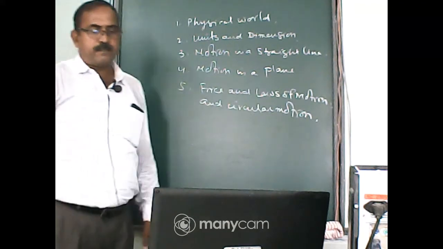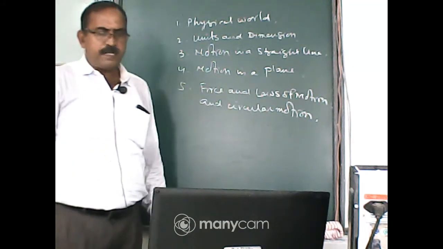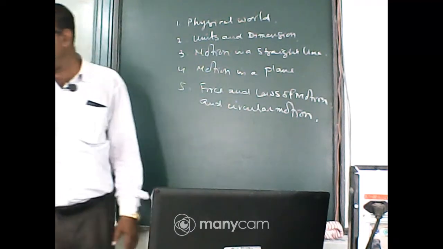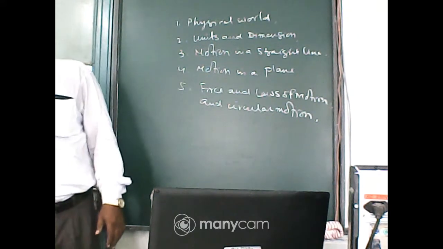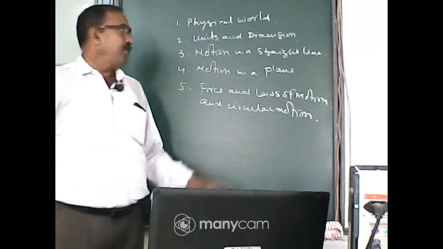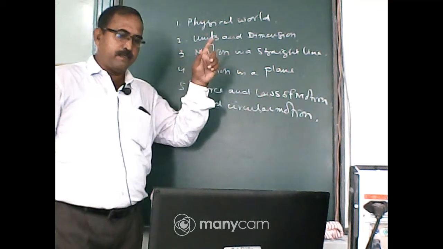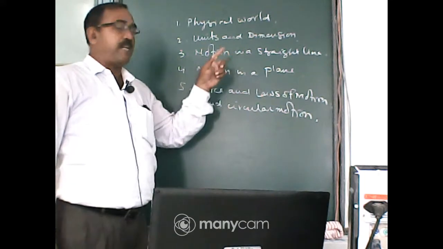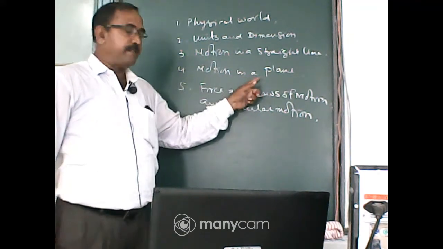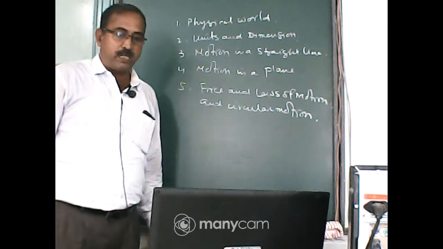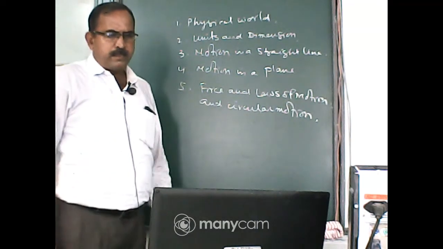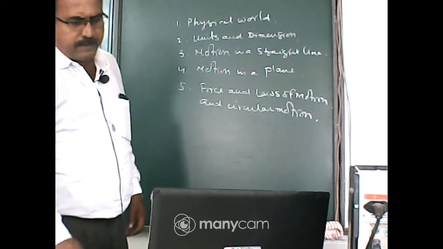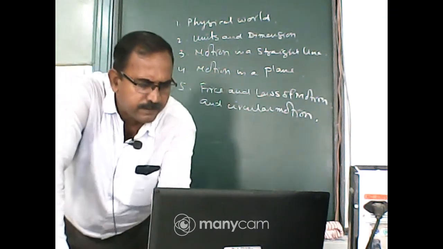Please note it, my dear student, because you are disturbed in the class each and every day. First is the first chapter, physical world. Second is units and dimension. Third is motion in a straight line. Fourth is motion in a plane. Fifth is force and laws of motion and circular motion. Okay, so clear? My dear student, is it clear?